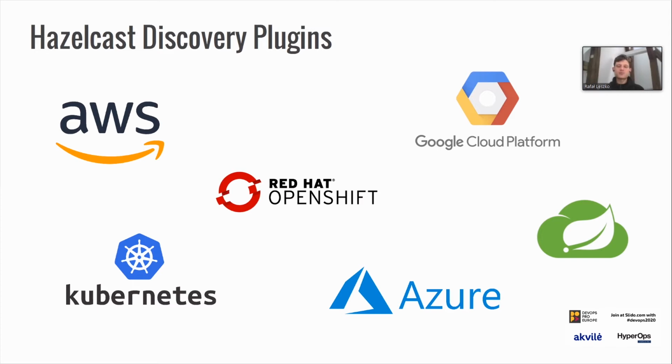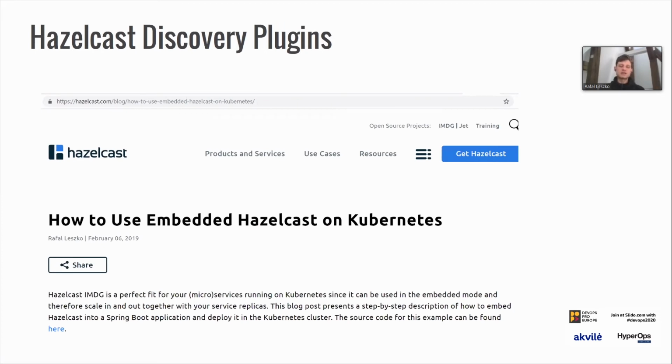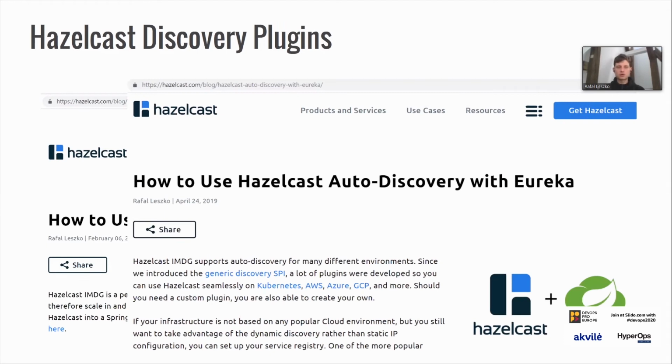If you use some on-premise environment, then we recommend using Eureka. So you first start a Eureka server, and then piggyback on the Eureka server for Hazelcast discovery. If you want to find out more about the discovery strategies, we wrote a lot of blog posts on that, on how to set it up on Kubernetes or on Eureka. So I recommend reading that.